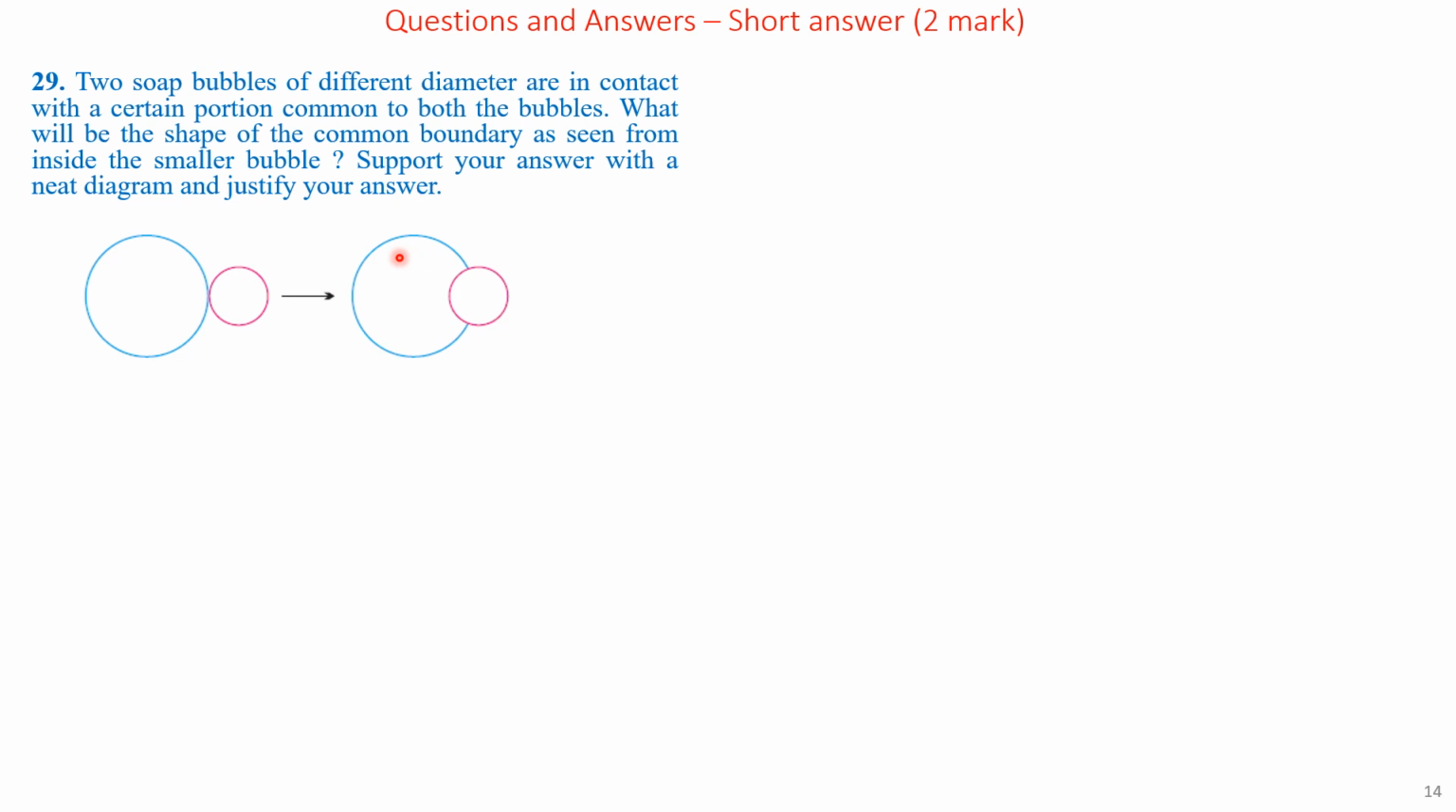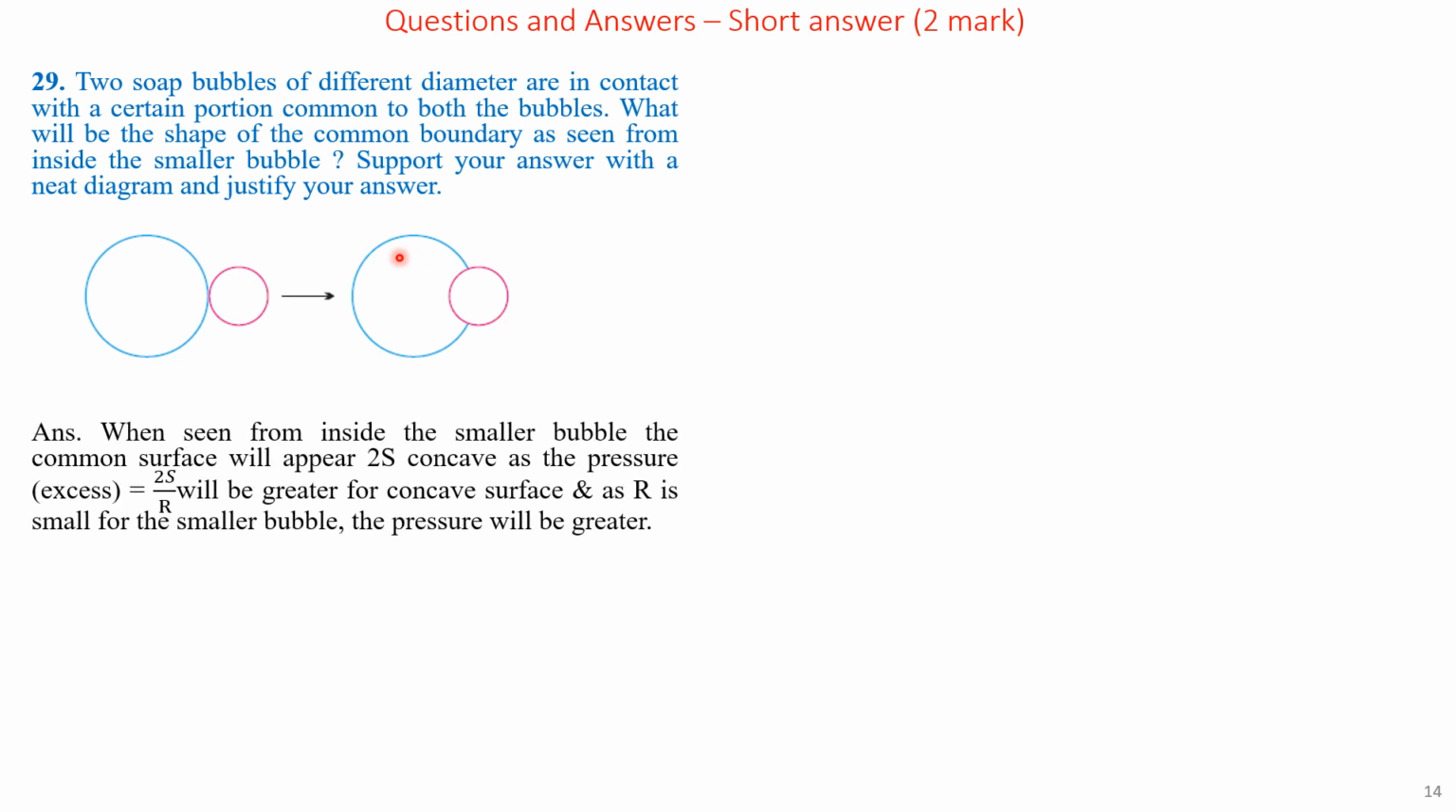Answer. Please draw the diagram as shown on the screen. When seen from inside the smaller bubble, the common surface will appear concave, and the pressure excess will be equal to 2S divided by r. That will be greater for the concave surface, and r is small for the smaller bubble. The pressure will be greater.